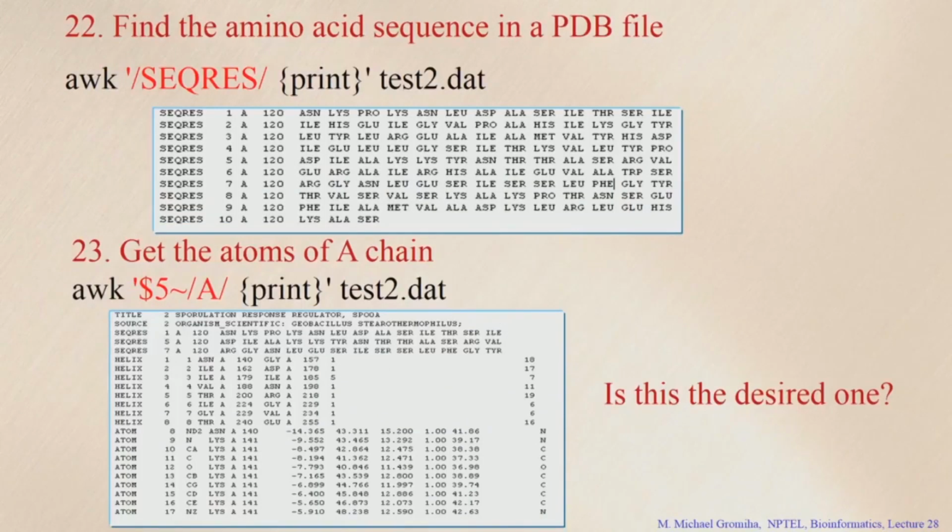Okay. Now if you are interested to see a sequence, where is the sequence information present in the PDB file? How to get the sequence information in the PDB file?